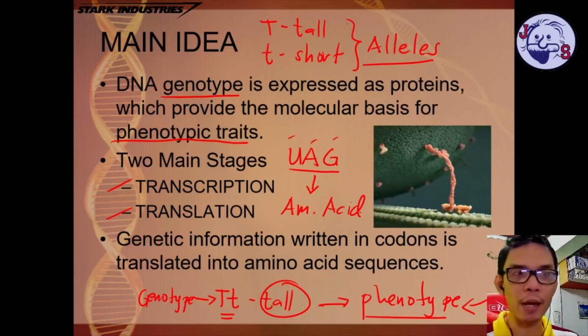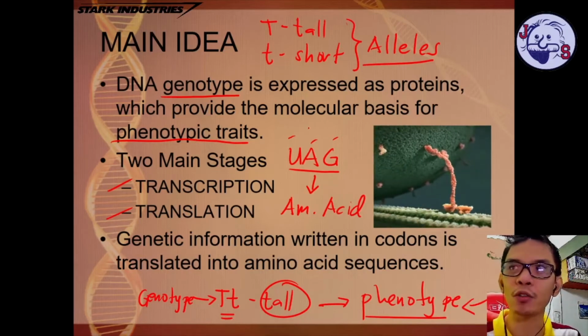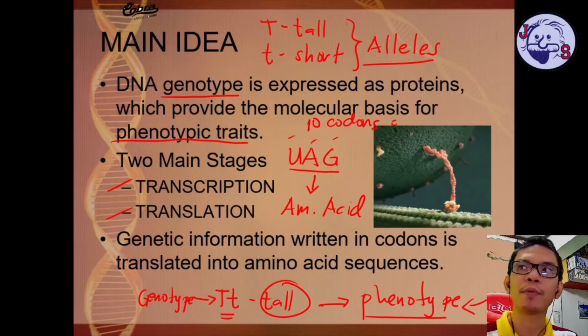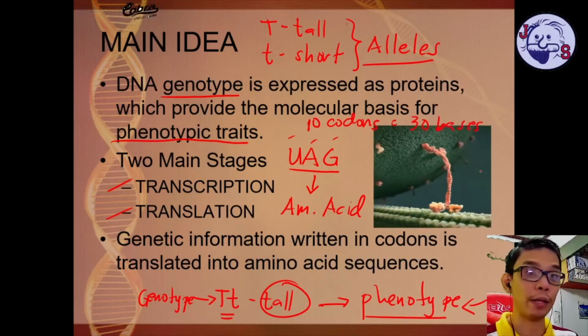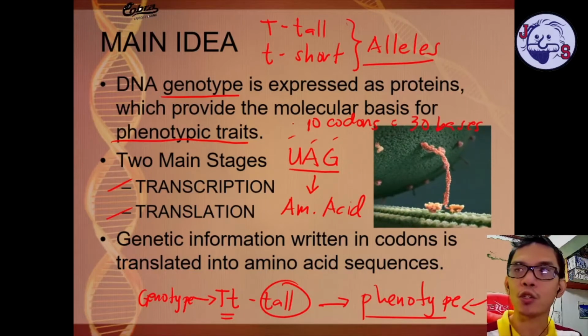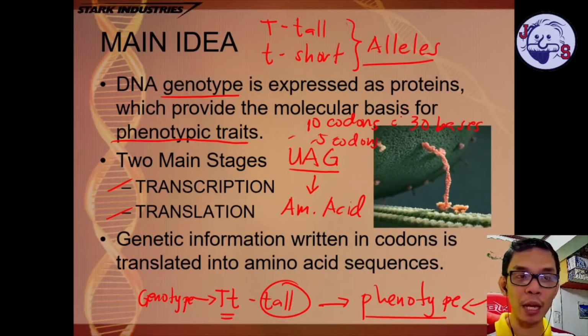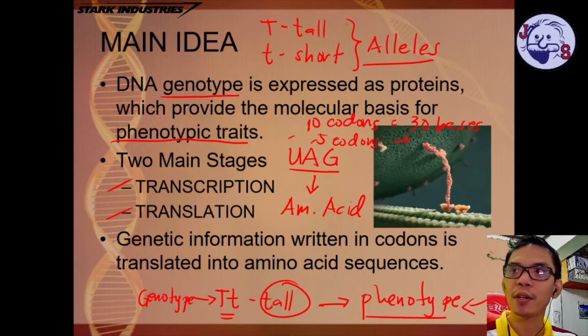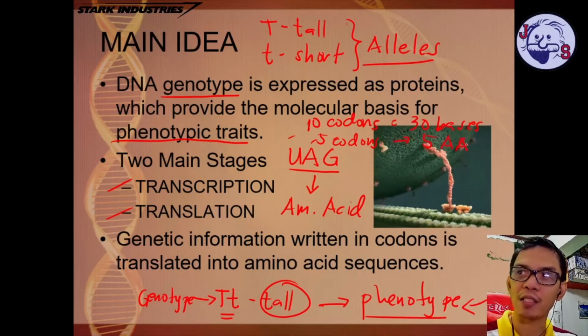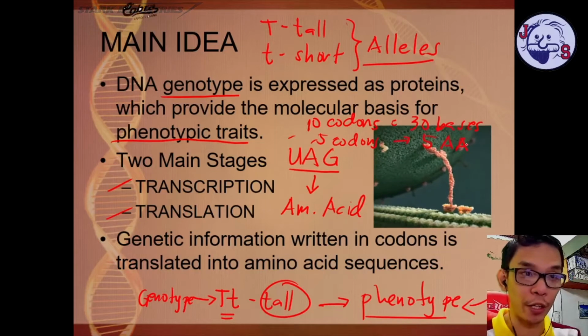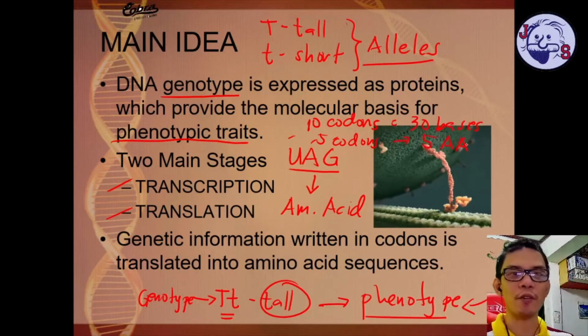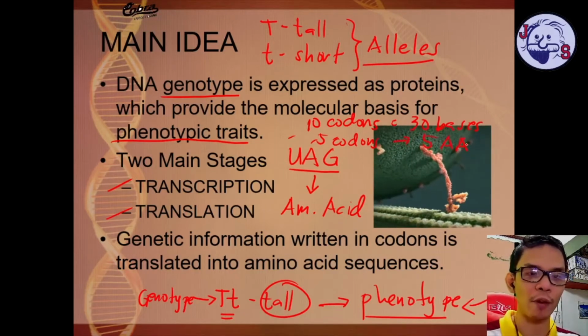To give you an idea, if I have 10 codons, how many bases do I have? There are 30 bases. That's how it works. If I have 5 codons, how many amino acids do I have? How many amino acids will I be able to create? I have 5 amino acids. So codons are very important in the topic that we have right now.